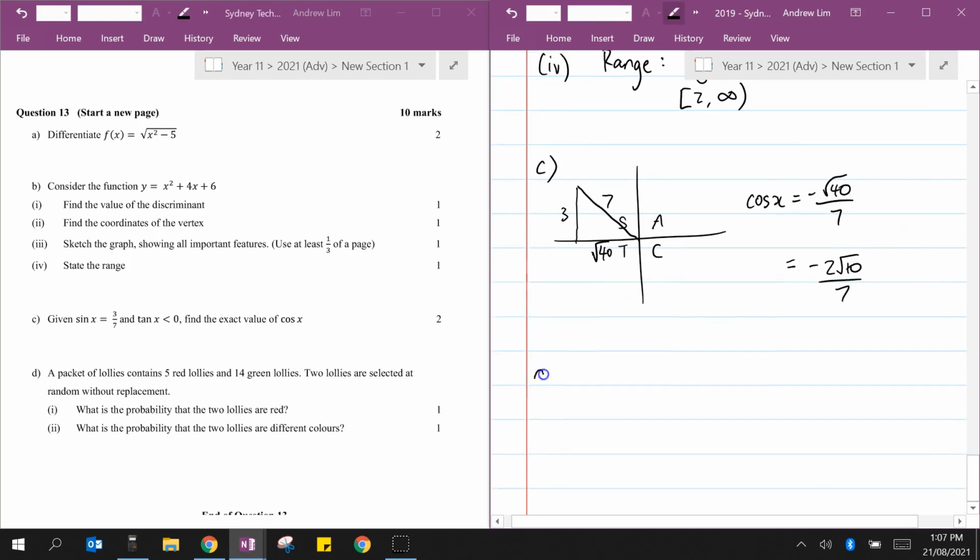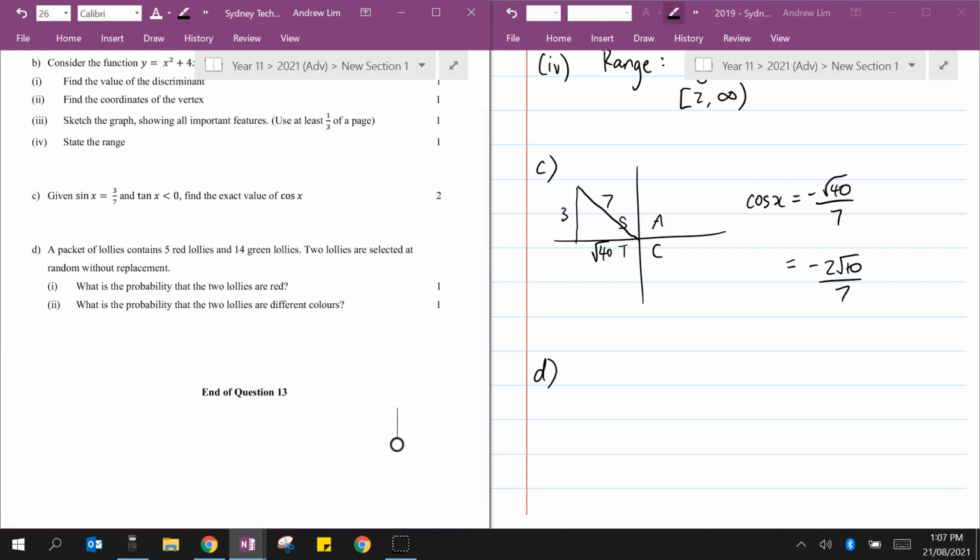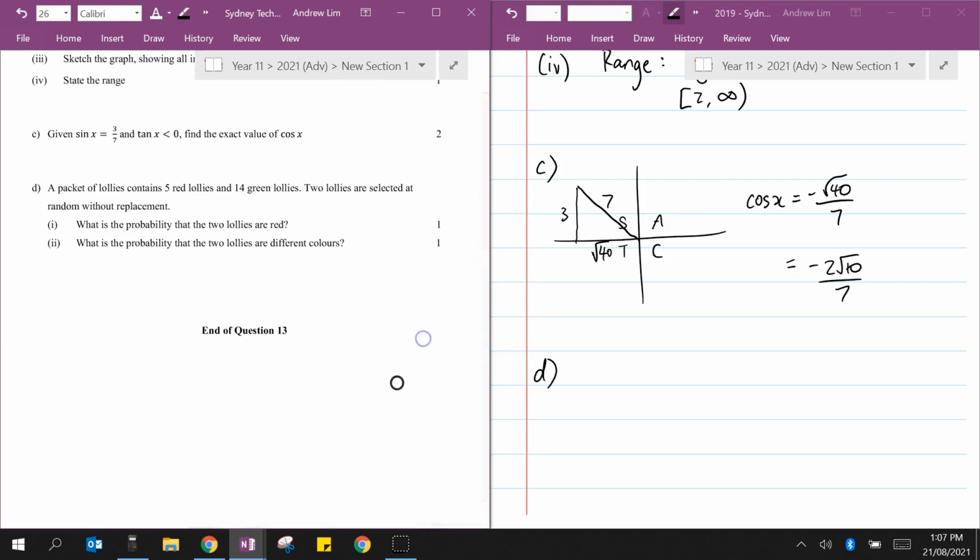Question D. A packet of lollies contains 5 red lollies and 14 green ones. 2 lollies are selected at random without replacement. What is the probability that the 2 lollies are red?